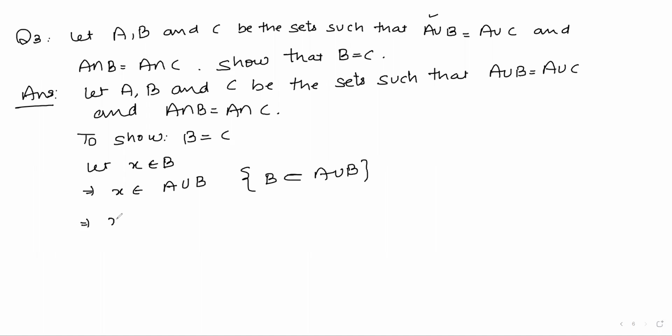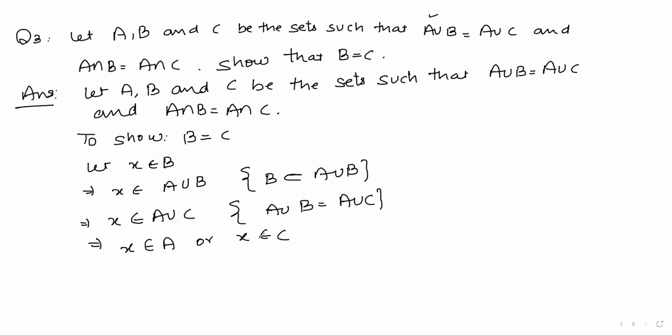Now this implies X belongs to A union C. Why? Because A union B is equal to A union C. So if X belongs to A union B, it should also belong to A union C. Okay, Safan? Yes. So this means X belongs to A or X belongs to C. Is this correct? Yes, sir.